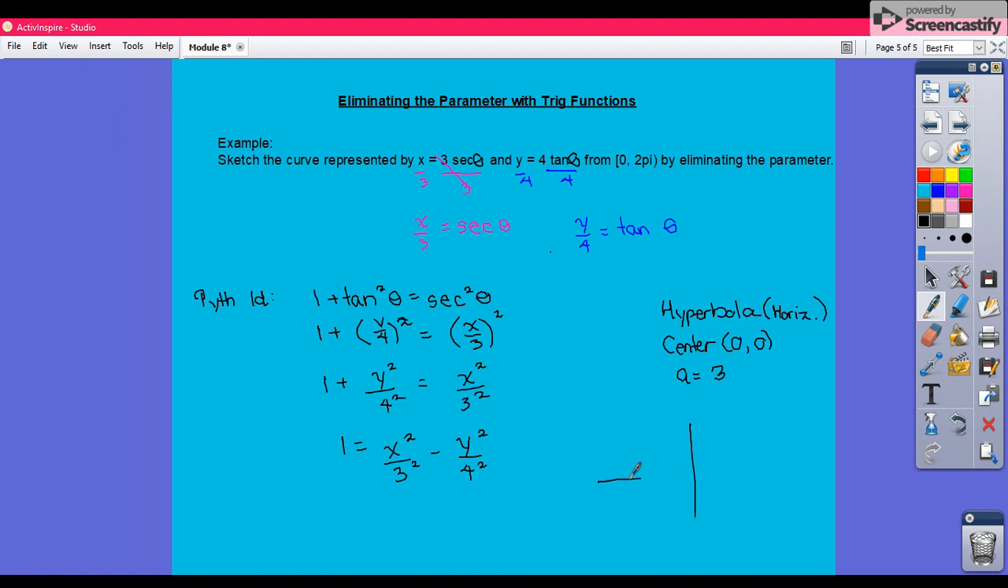So it does ask for a sketch. That means from the center, 0, 0, I'm going to go to the right 3. That will be my vertex. And from the center, I'll also go to the left 3. It's horizontal, so moving left and right. These are my vertices, and I know that the hyperbola is horizontal, so it faces towards the left and the right. There you go. Hope this helps, guys.